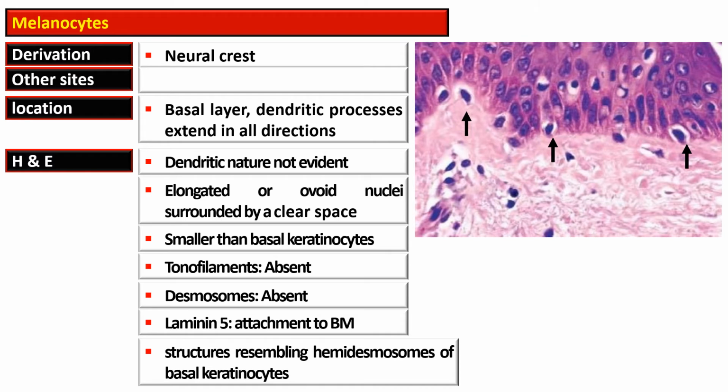This photomicrograph of the skin is showing that in the basal layer there are some cells with ovoid nuclei, and around these there is clear space. These are the melanocytes. Besides the basal layer of the epidermis, the other sites that show these melanocytes are the middle layer of the eye, the uvea, the inner ear, vaginal epithelium, meninges, bone, and heart.